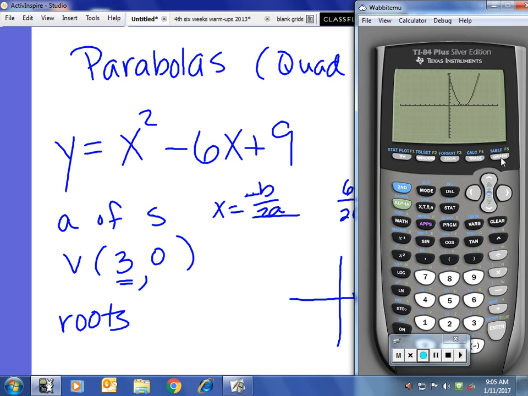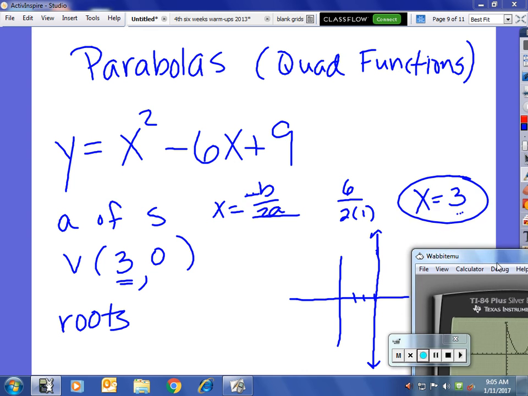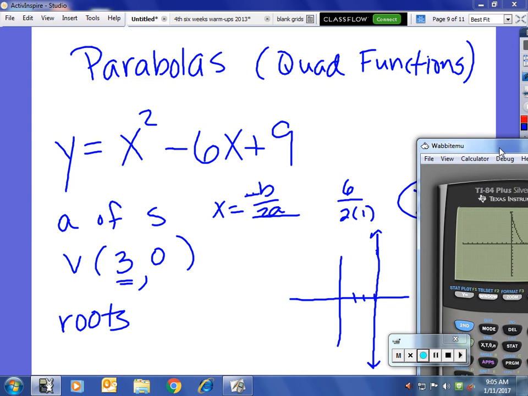Okay, is that weird to you guys that the vertex is at 3, 0? Why is that weird? Okay, this does have roots. This is one of the special cases I wanted to talk about. It does have roots. What's the y value on any root? 0. Well, what's the y value on the vertex? 0. So guess what? How many roots does this thing have? 1. This was one of those weird cases where it only has one root. The vertex and the root are actually the same point.